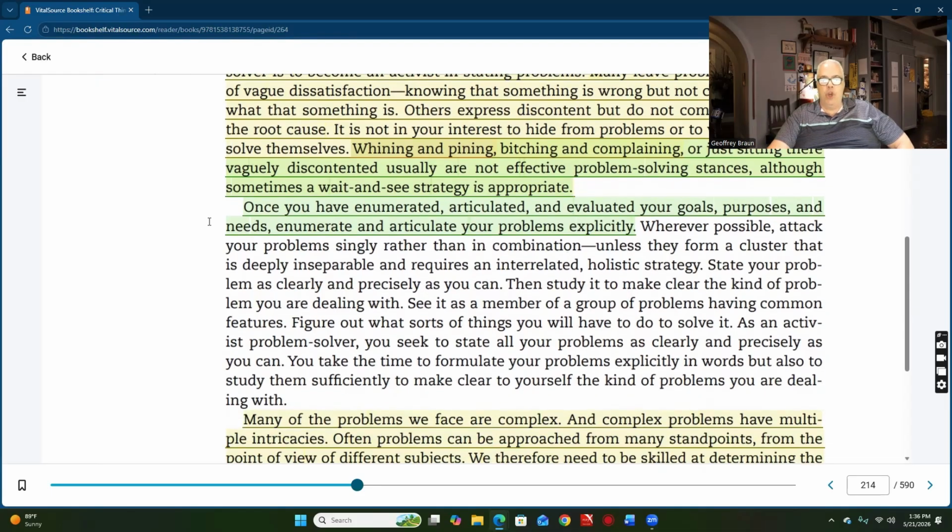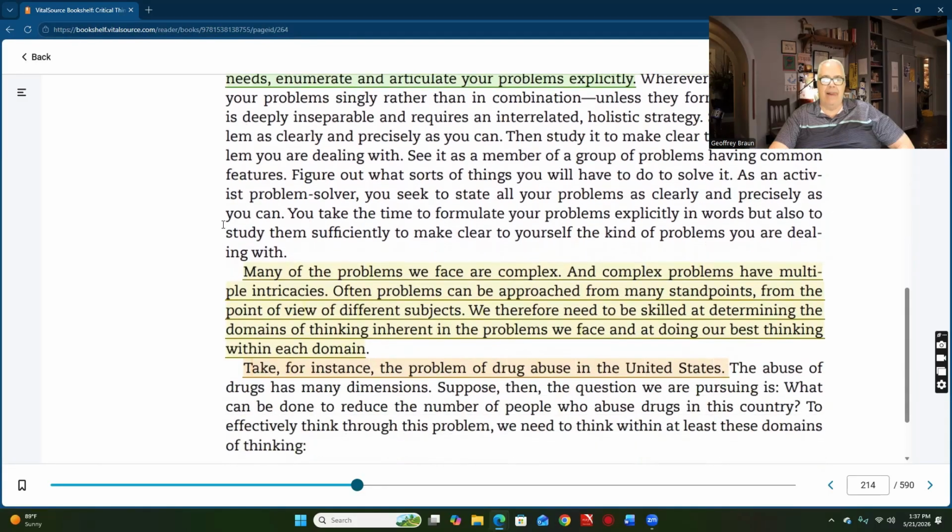Anyways, once you have enumerated, look that word up if you don't know what it means. That's a good word. Enumerate. It's got number in there, right? Maybe that has something to do with it, right? Definitionally. Articulated, evaluated your goals, purposes, and needs. Enumerate and articulate your problems explicitly. Oh, yes. You got to get specific, right?